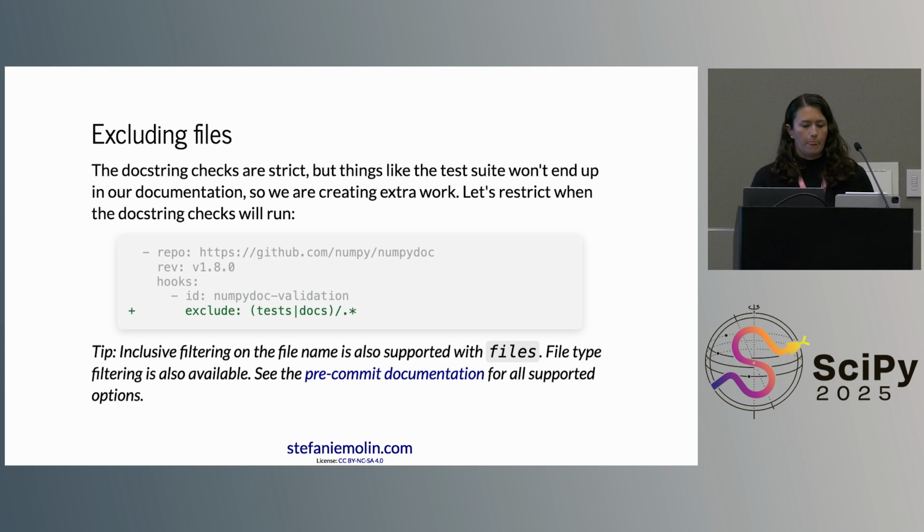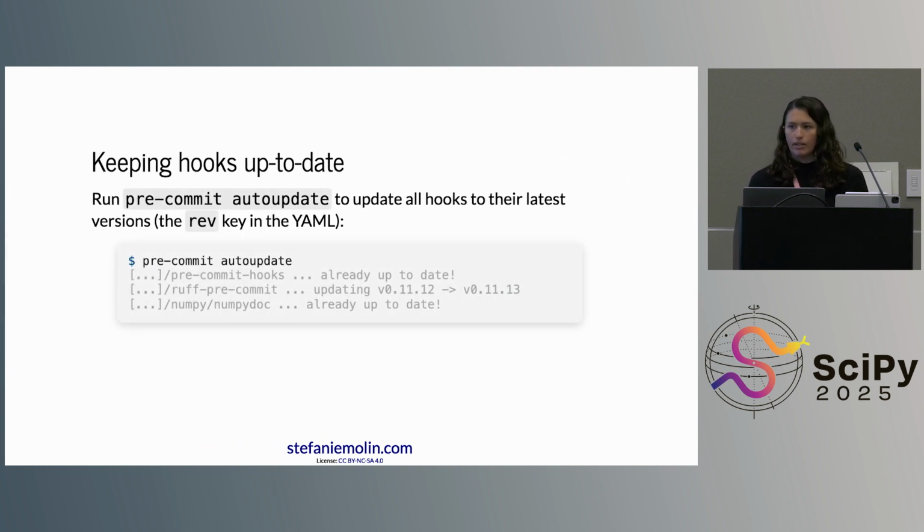Okay. So I also mentioned earlier that the NumPyDoc hook has been updated since the version I showed in there, where it was 1.8. And particularly with Ruff, you will find that pretty much every week your hooks will be out of date and you will need to update. And so there's a very easy way to do this, but it does come with some caveats.